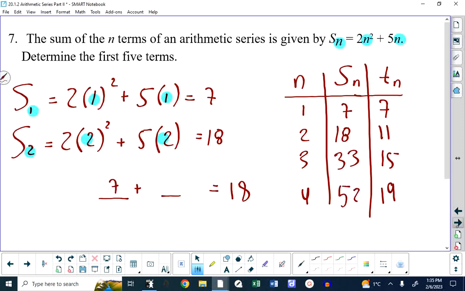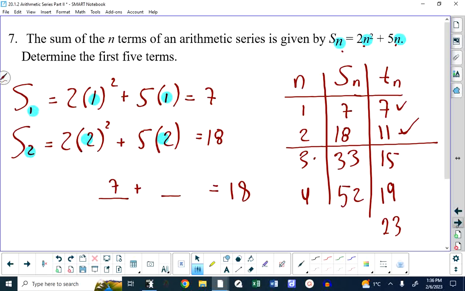But check it out. And this is the part that amazes me. I don't know why. I'm just easily amazed, I guess. If you put 3 in here, you have to get 33, and you do. And if you put 4 in there, you have to get 52, and you do. So, to determine the next term, let's add 4 again. And if you're told it's arithmetic, you can stop here. As soon as you know these two terms, you're off and running, because then you know the common difference. You can just keep adding it.